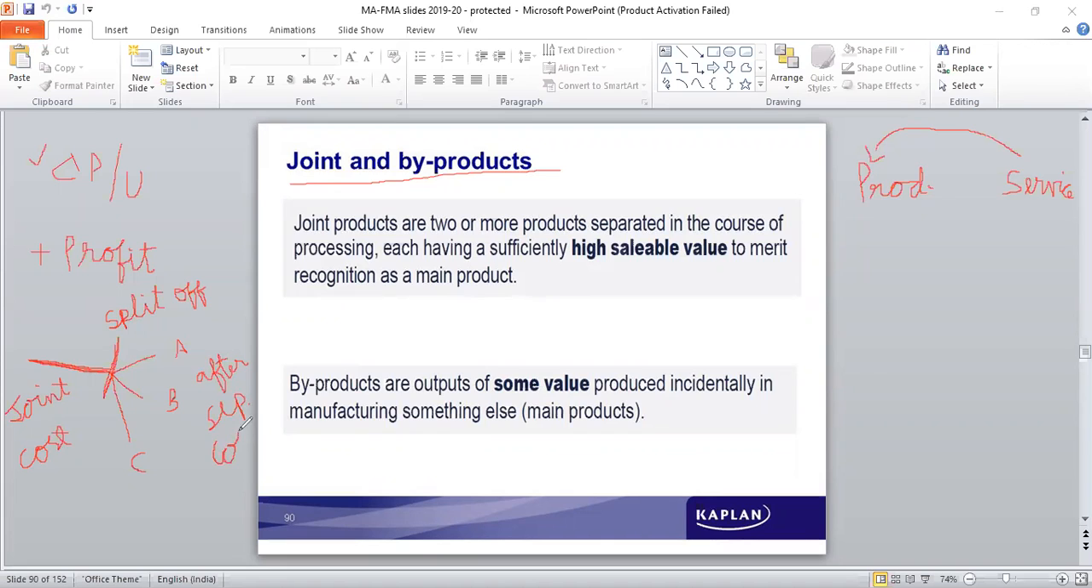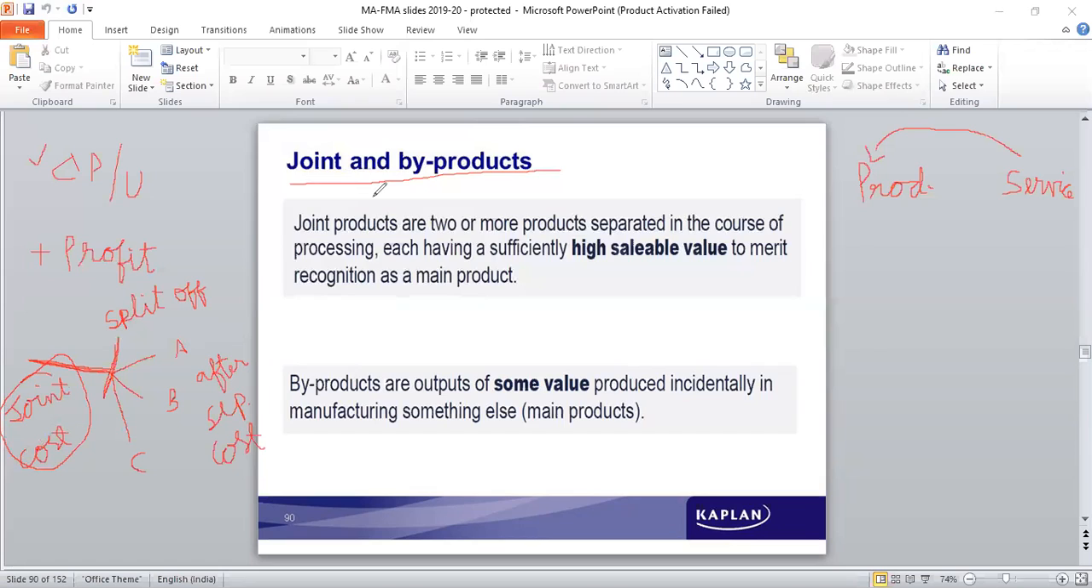The point here is, what about this joint cost? This is incurred for all of them together. After separation, the cost incurred individually for each product is separately understood, so we see that they can be accounted separately. But what about this one? This is a cost which is incurred for all the three products combined, the joint cost. So we have to understand how this joint cost would be separated and allocated to A, B, and C. That is what we are going to learn.